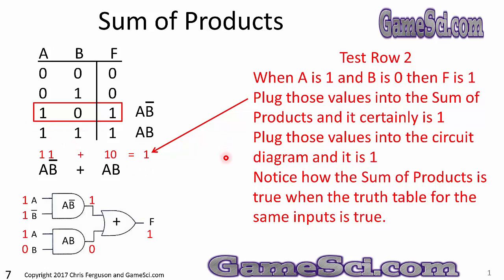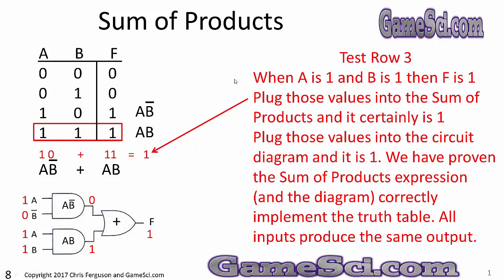Plug the same values into the circuit and it also produces a 1. Two ones on this AND gate produces a 1. A 1 fed into this OR gate guarantees a 1. Notice how the sum of products is true when the truth table for the same input is true. And this must be the circuit because it also produces a 1. Testing row 3.